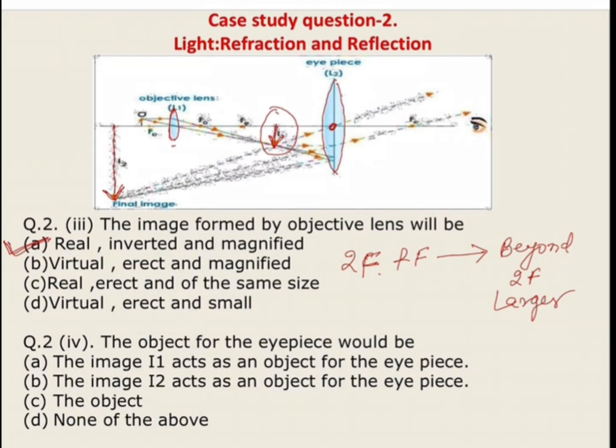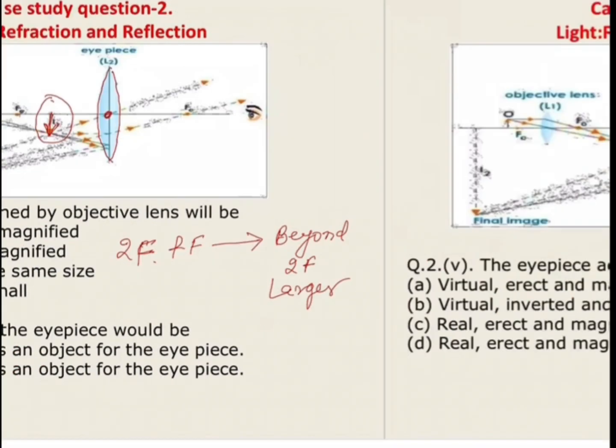Now fourth question, the object for the eyepiece would be: the image formed by the objective lens acts as an object for the eyepiece. The image I1 acts as an object for the eyepiece, the image I2 acts as an object for the eyepiece, none of the above. So option A is correct here. The image I1 acts as an object for the eyepiece.